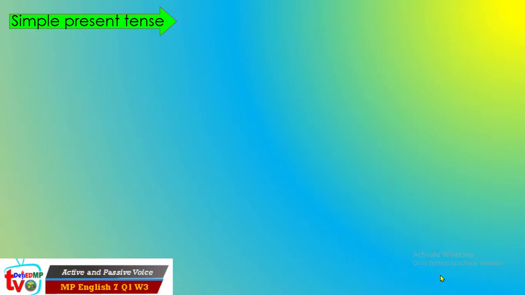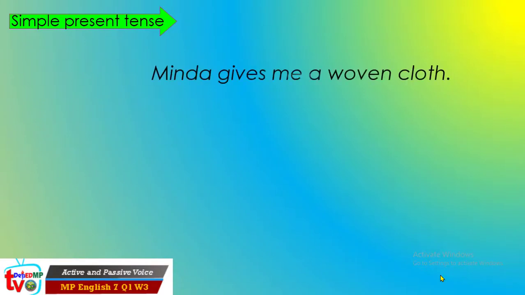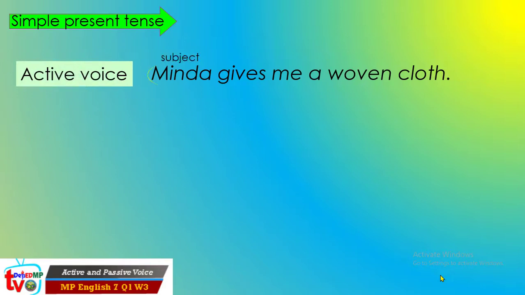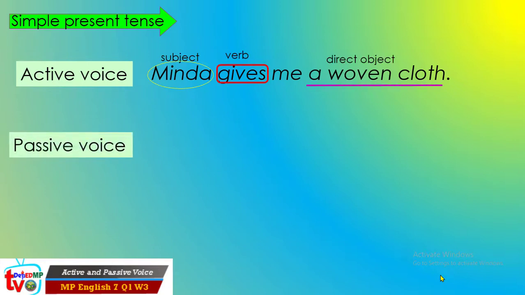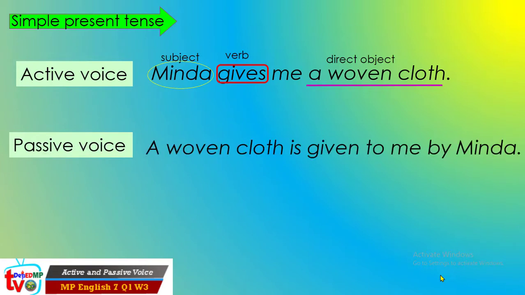Simple present tense. In the active voice, the sentence is Minda gives me a woven cloth. The subject is Minda, the verb is gives, and the direct object is a woven cloth. If you are going to transform this into passive voice, the sentence would now become a woven cloth is given to me by Minda. A woven cloth is now the subject of the sentence. And look what happened to the verb. It is now is given.